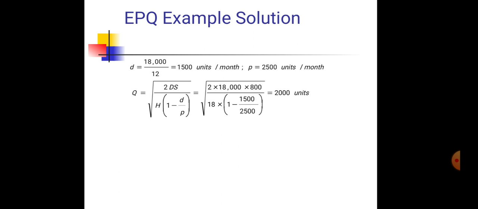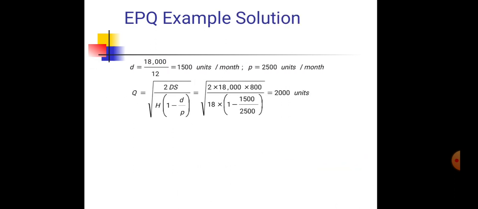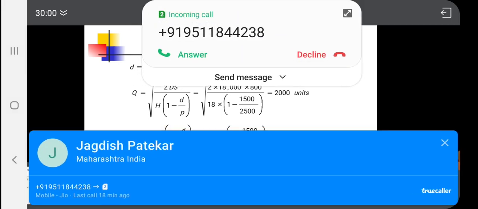Substitute values here: 2 times D, the demand per year, times S, which is 800, the setup cost, divided by H, the holding cost, times (1 minus demand per month divided by production per month). In this way you get Q. EPQ is 2000. Then find I max, the maximum production quantity: I max equals Q times (1 minus D by P). Q is known already.